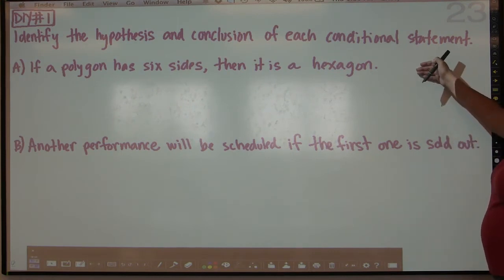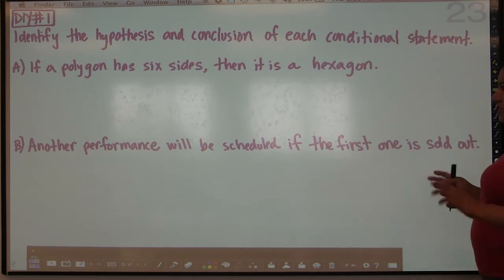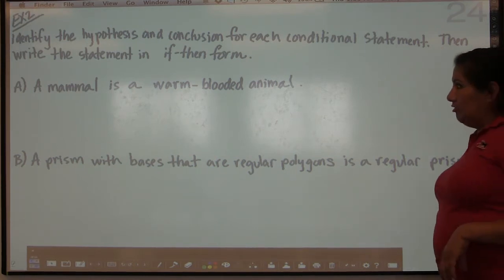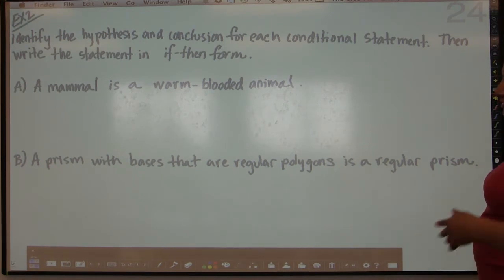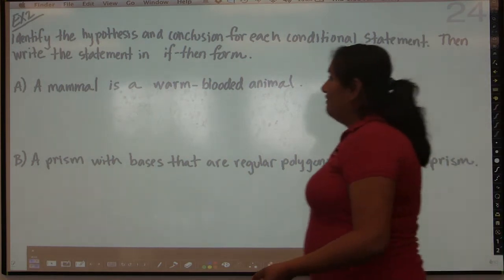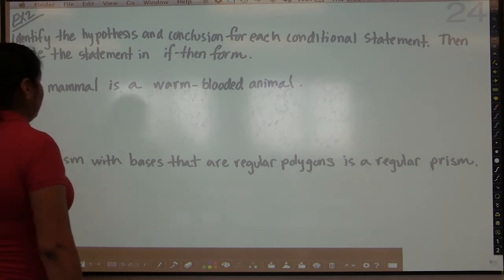Remember, this one's in the traditional if-then format. This one's not exactly in the right if-then format, but you can figure out which depends on which, and then you can go from there. So now we have example 2. We already saw a little bit of that in the previous example. These are not written in the if-then format, and so our job is to write them in an if-then format. So just identify the hypothesis and conclusion for each conditional statement, then write the statement in if-then form.